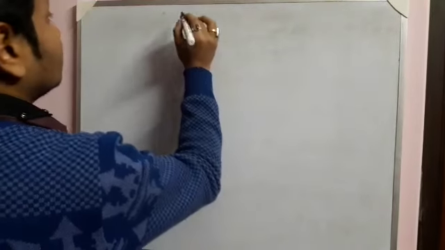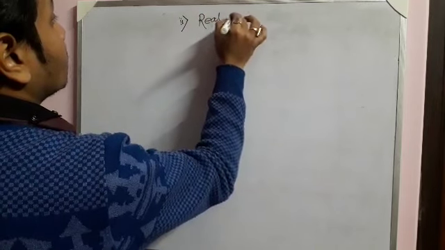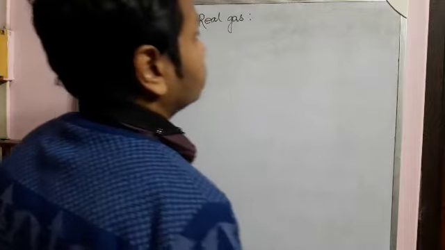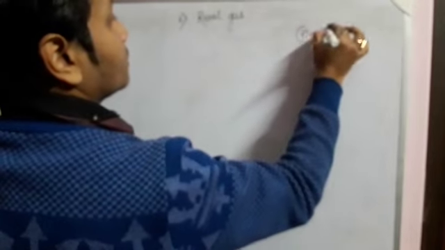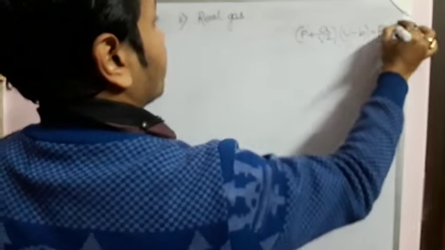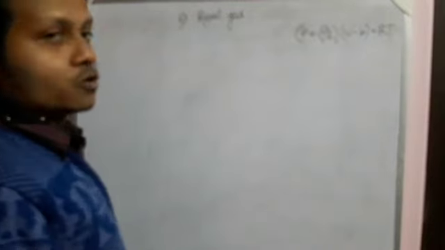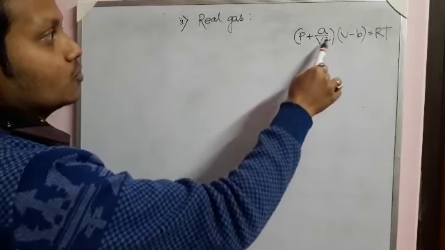So what happens in case of a real gas? Now we all know this is the real gas equation for 1 mole of real gas. This is the van der Waals equation, and A is the force of attraction. A and B are van der Waals constants. A is due to the intermolecular force of attraction, and B is the volume correction term.